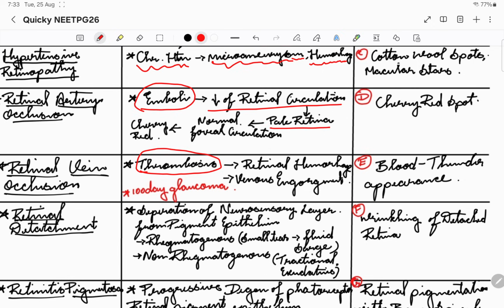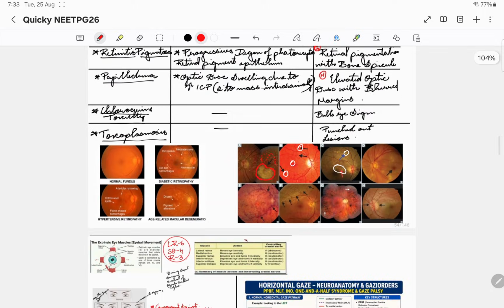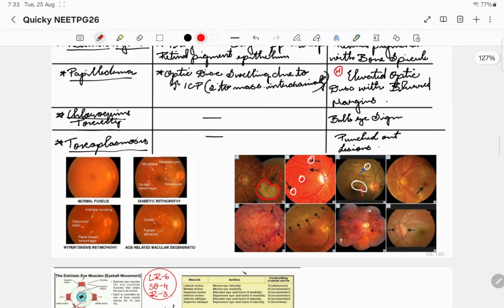Okay, so that is why the fovea will be normal, because it has a different circulation, not coming from the ophthalmic artery. So that is why the foveal circulation will be normal. That is why it looks like a cherry red.